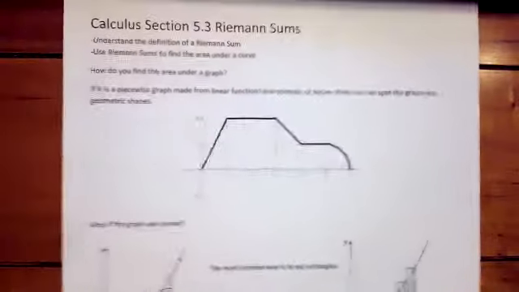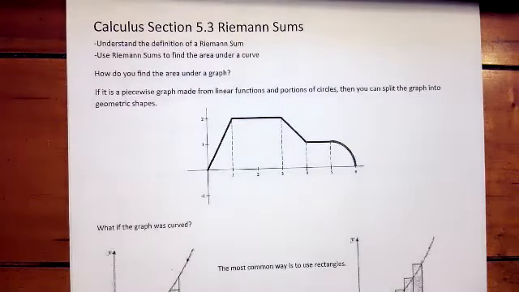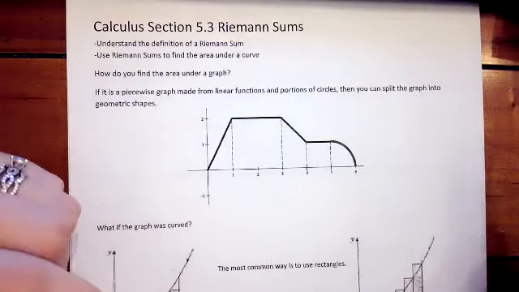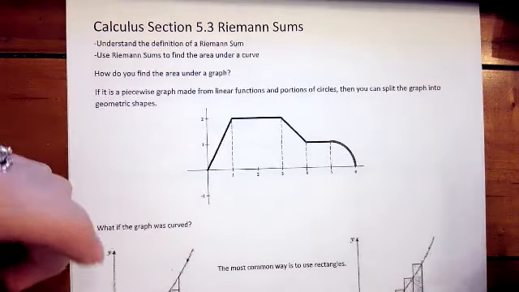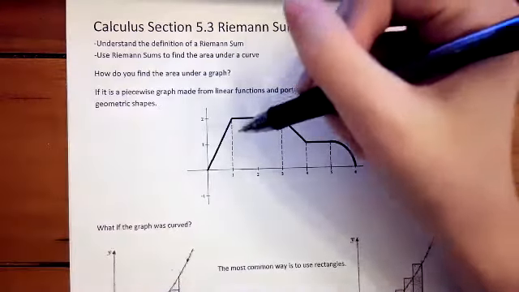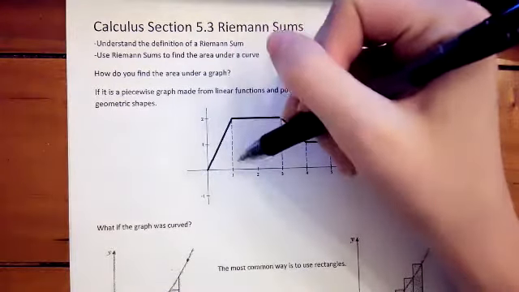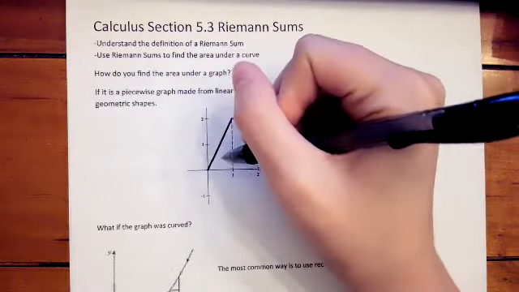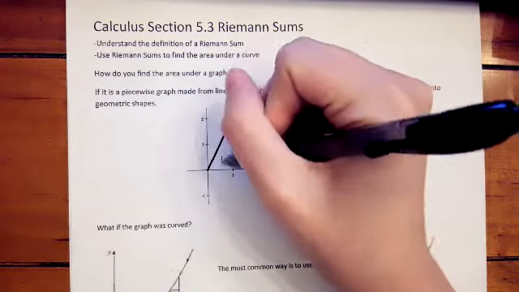Okay. So we're looking at Riemann sums, and Riemann sums help us start looking at what an area under a curve looks like. So if our curve looked like this, we could pretty easily find what the area under it was. We've got a triangle with a height of 2 and a base of 1. So we know the area of a triangle is 1/2 base times height. 1/2 of 2 times 1 is 1.